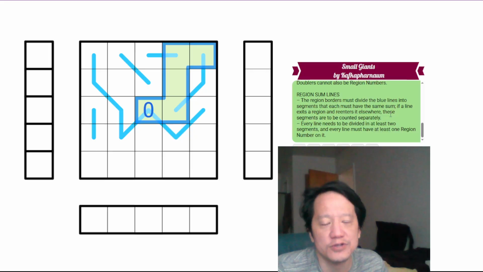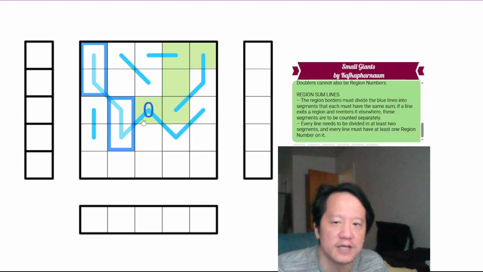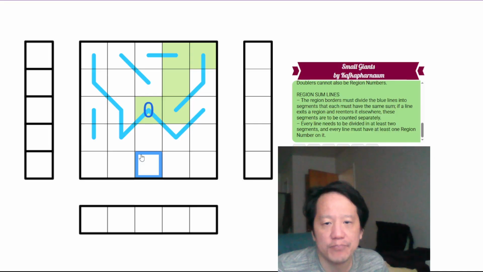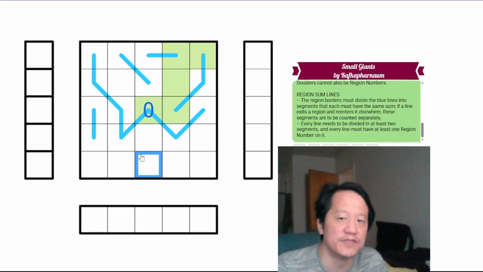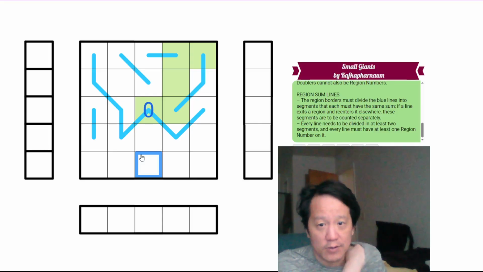Right, and what are these doublers used for? They are used for region sum lines, where the region borders must divide the blue lines into segments that each must have the same sum. If a line exits a region and re-enters it elsewhere, these segments are to be counted separately. And every line needs to be divided into at least 2 segments. And every line must have at least 1 region number on it.